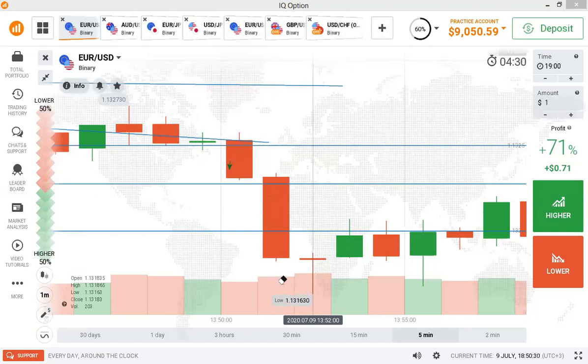Like here, if you miss the opportunity to place a call option after this candle, there are still some opportunities where you can place your trade.